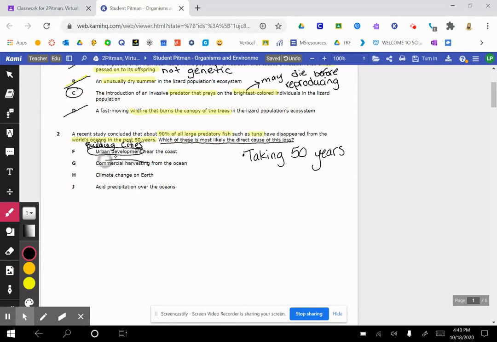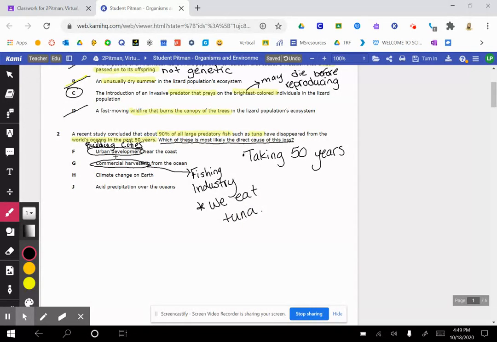Commercial harvesting from the ocean. Remember, commercial harvesting is like companies that go and fish and sell the fish as part of their business. Okay, so this would be the fishing industry. And so that makes me think I might have a hint here because we eat tuna. So I would think that this might be my cause.